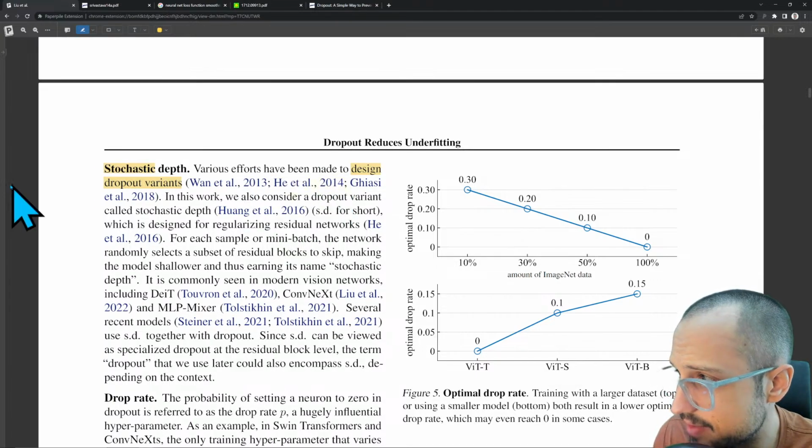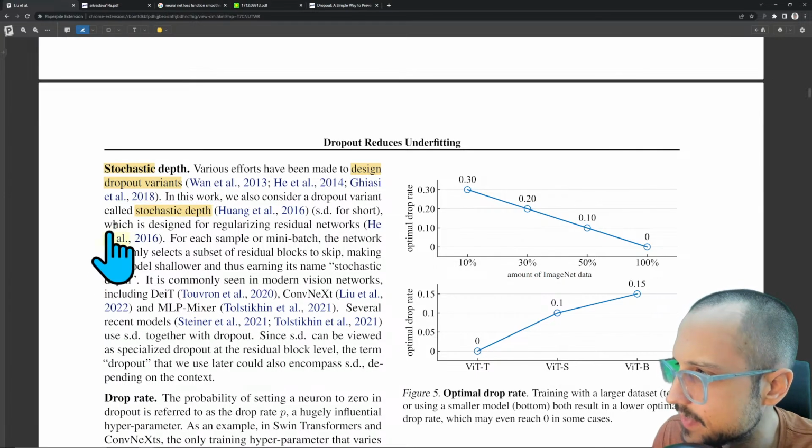One of the things they did discover is stochastic depth, or SD, which is designed for regularizing residual networks.